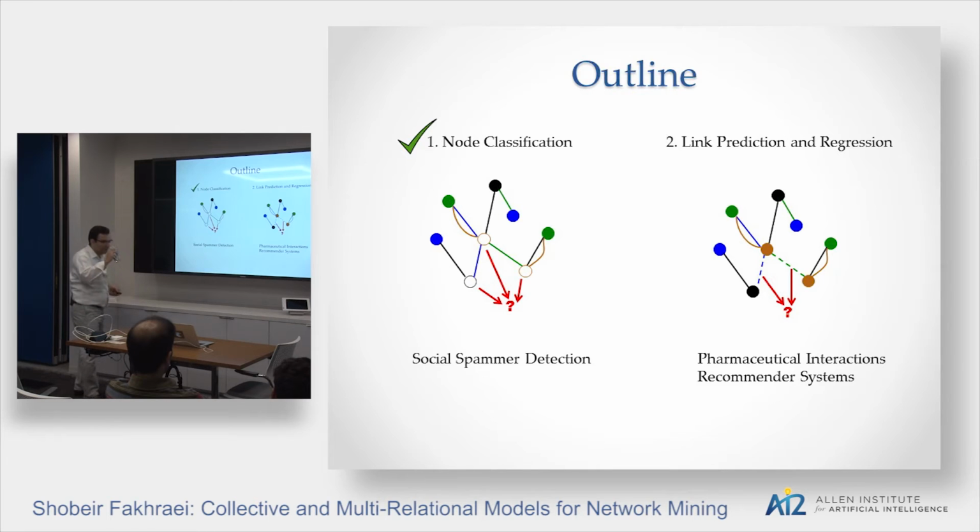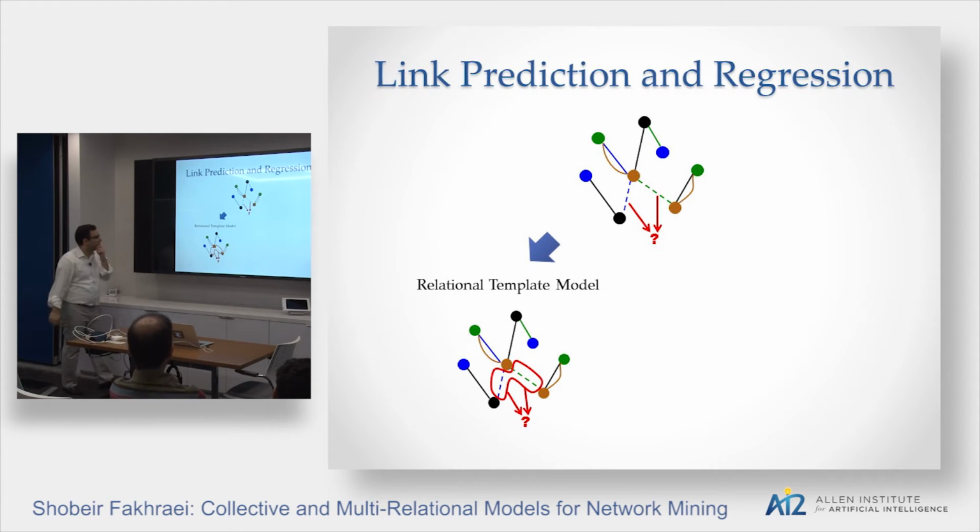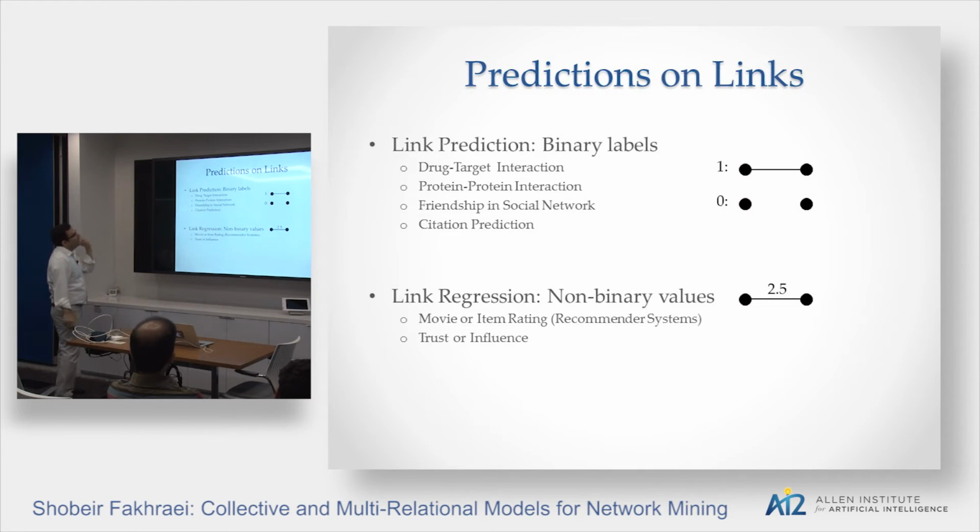So okay, let's move on to link prediction and regression. For this one, we're going to talk about a relational template model that's actually going to use different relationships in the network and make joint inference for all the links together. For predictions on links, if we have binary links on the network, this is usually called link prediction, and it's good for drug-target interaction prediction, protein-protein interaction, friendship prediction in social networks, citation prediction, and so on. And if we get values for the links, for example, movie and item ratings, this is often called link regression. And we're going to have a model that actually works for both of these situations.